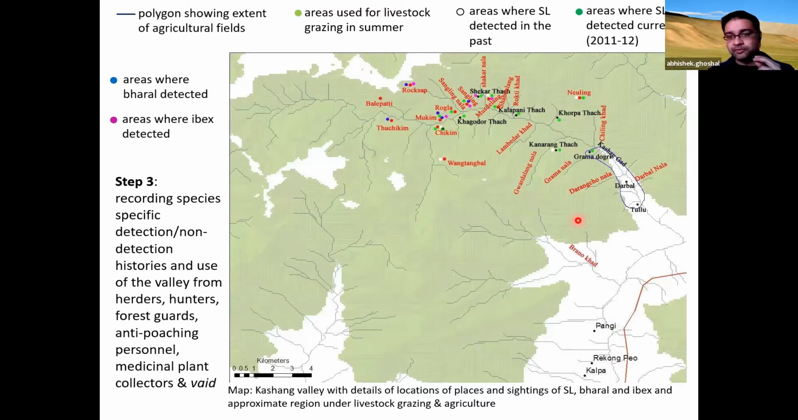And that's how we screened the respondents to begin with. And only then did we go ahead and document the detection data from them. In this way, for each and every valley, we documented where within a particular valley the people saw or did not see snow leopards and the prey species.